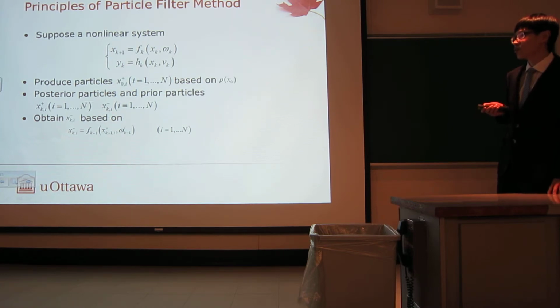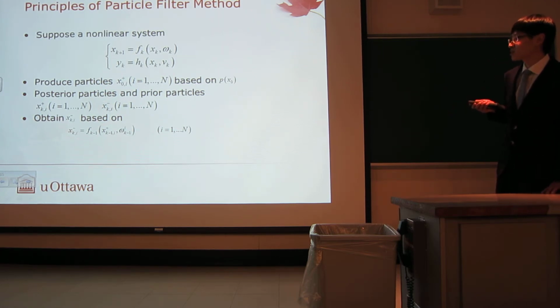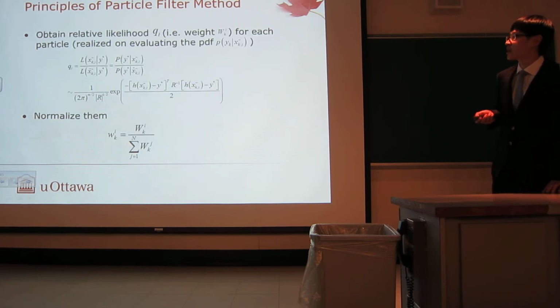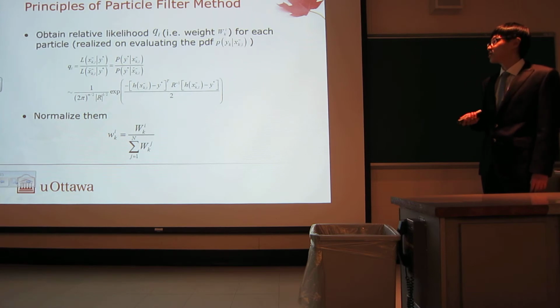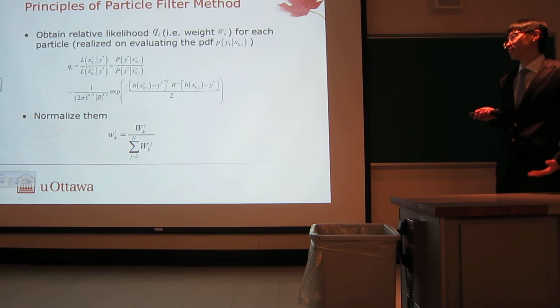After that, we produce the initial particles based on the probability density function of the initial system state. We can obtain the prior particles based on the system equation right here. Then we can obtain the weights for each particle based on this equation. After we obtain the weights, we need to normalize them to get the normalized weights for each particle.